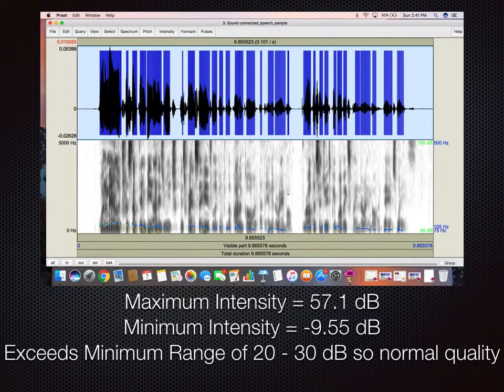In this parameter, we used a connected speech sample once again. We then used the drop-down menu of intensity. We clicked to show the intensities. Then we found the maximum intensity and the minimum intensity, and the difference between the two was well over the minimum range of 20 to 30 decibels. So this parameter is of normal quality.